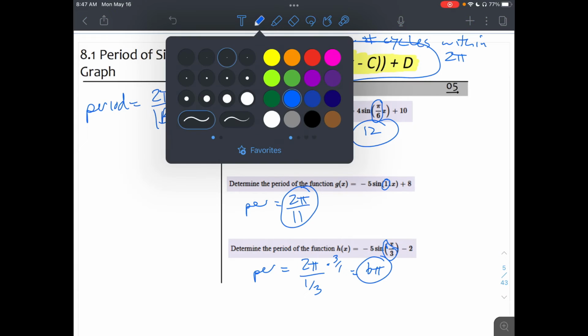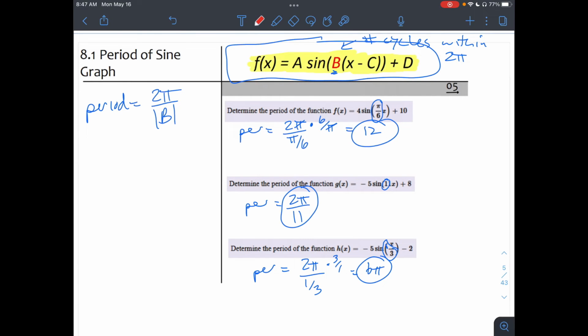Now, eventually what we're going to be using the periods for here is to help determine where one cycle of this sine graph happens in one period. So if we took the function y equals the sine of pi over 6x, without any vertical or horizontal transformations, what this means is that the graph is going to repeat every 12 units. Right? And so if we have a value of 0 here, we would mark 12. That's one period.